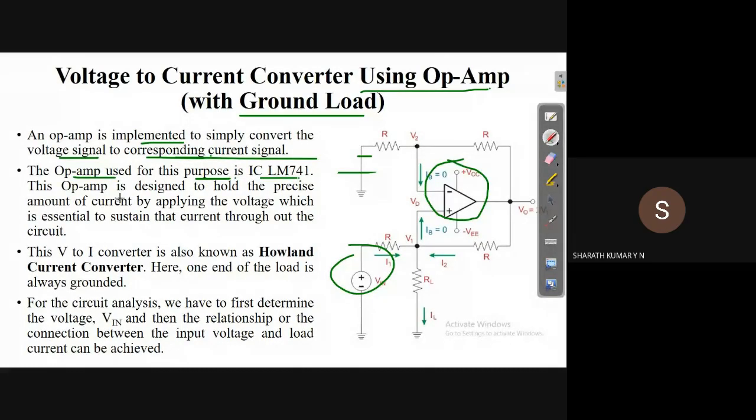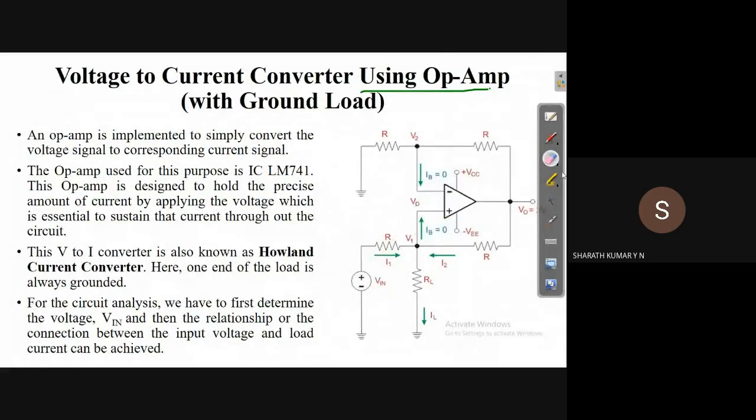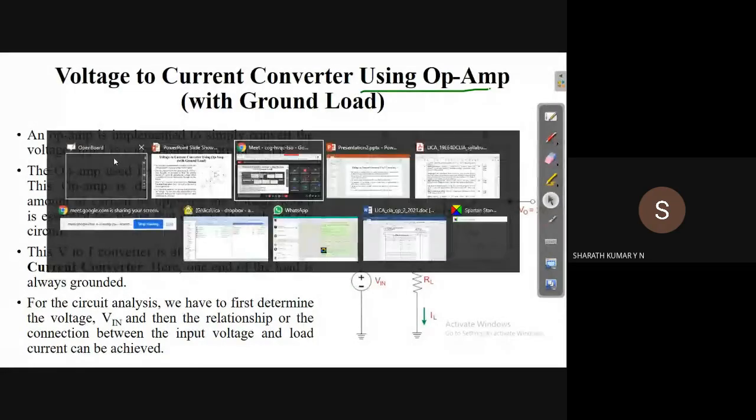Op amps are used for this purpose. Example IC: LM741. This 741 has different versions, such as UA741. One of the versions is LM741. This op amp is designed to hold the precise amount of current by applying the voltage which is essential to sustain that current throughout the circuit. So this op amp circuit will provide the current to the load.